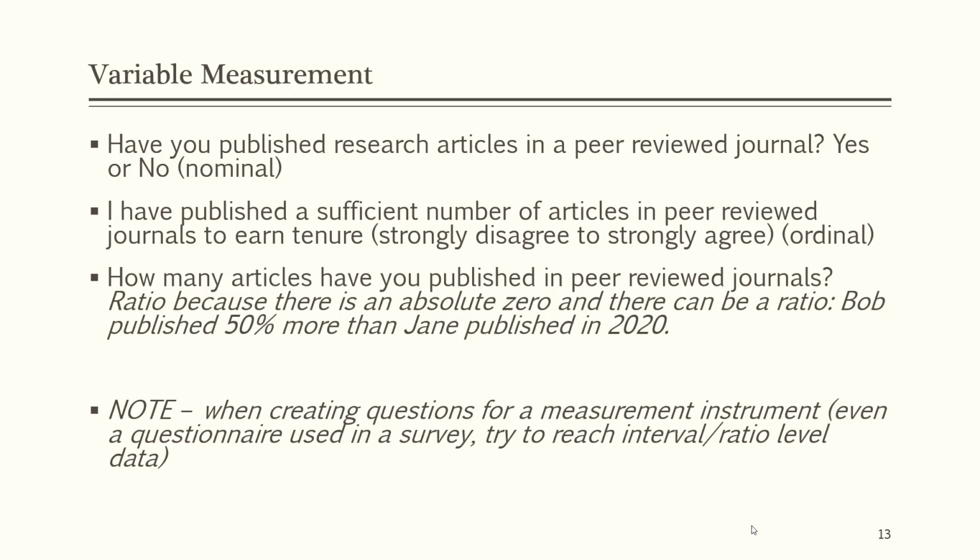Then we can ask, how many articles have you published in peer-reviewed journals? Okay. This can be ratio because there can be an absolute 0 here. I have published 0. Which means that we can then say Bob published 50% more than Jane published in 2020. We can actually have accurate ratio relationships. But again, we're going to treat interval ratio level variables the same in our statistical analysis because it has to do with the formulas that we use to calculate our statistics, t-test, ANOVA, multiple regression.